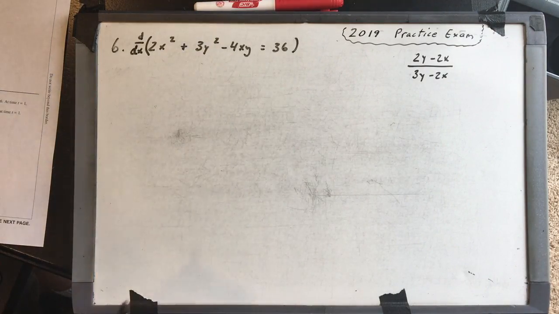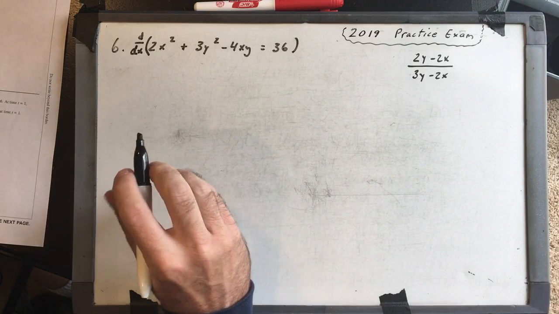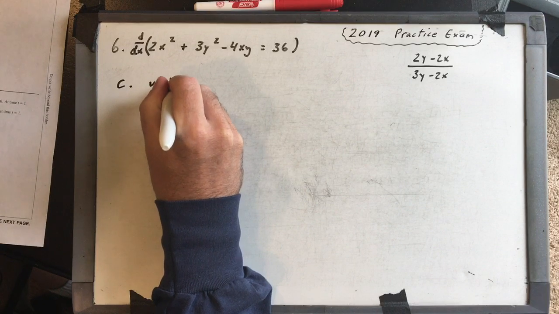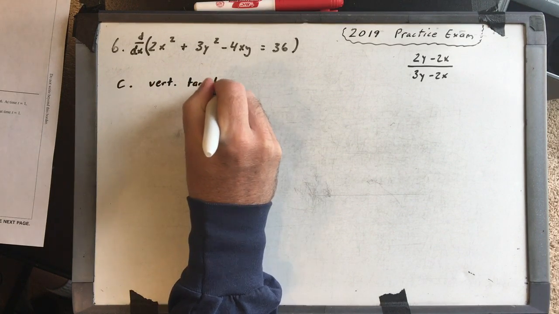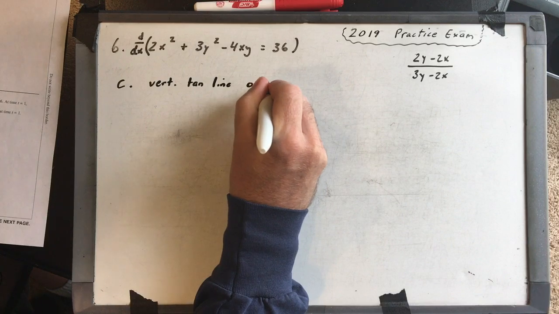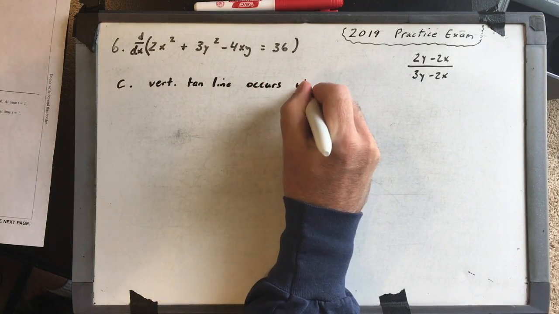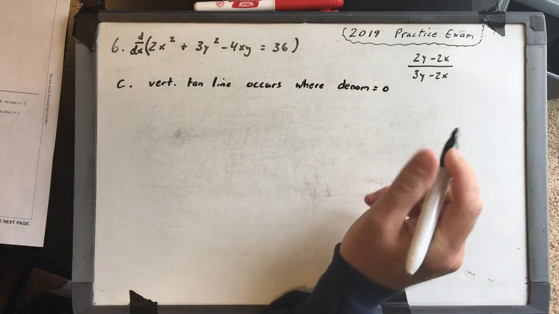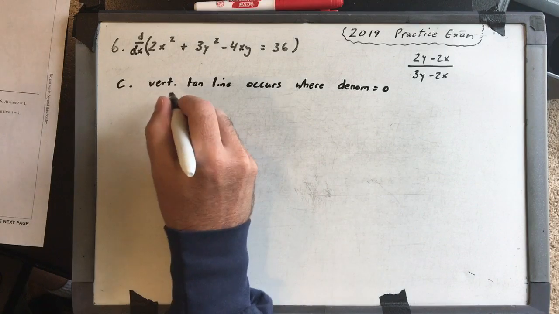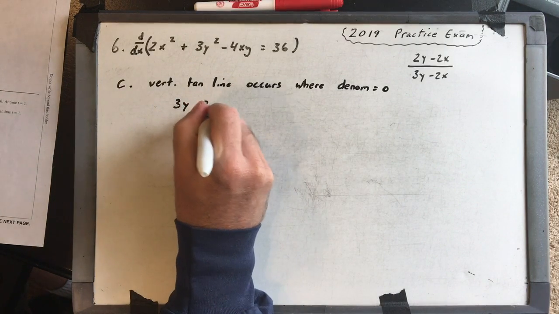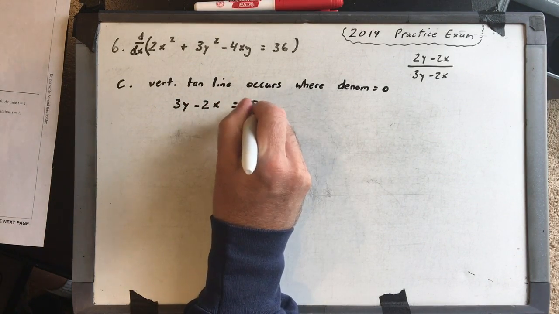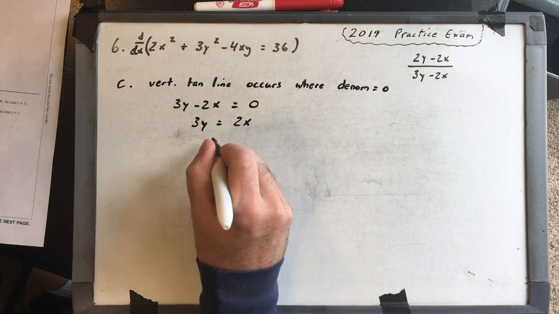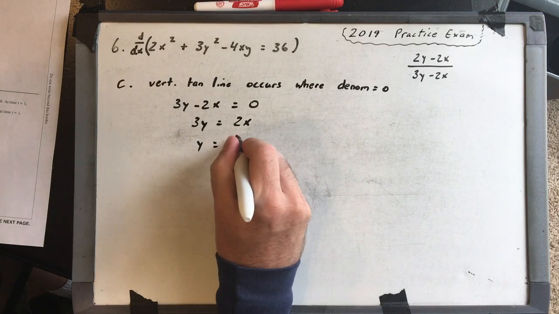Okay, Part C says find the positive value of x where the curve has a vertical tangent line. Okay, so a vertical tangent line occurs, you wouldn't have to write this part out, where the denominator is equal to 0. So where 3y minus 2x is equal to 0. So we'd have 3y is equal to 2x, y is equal to 2/3 x.